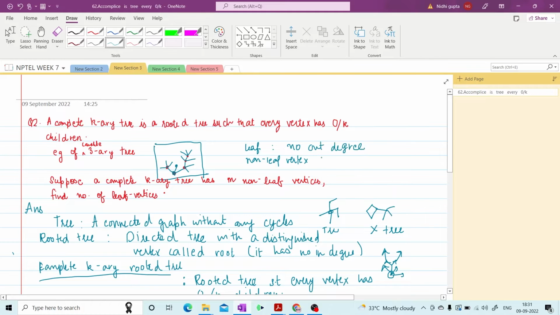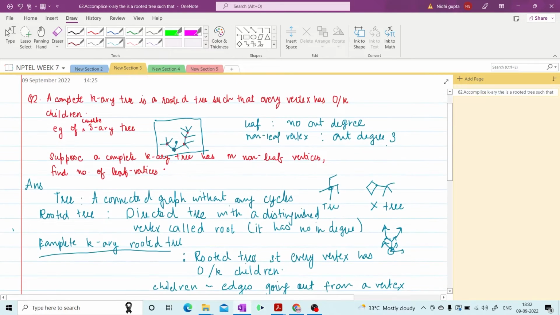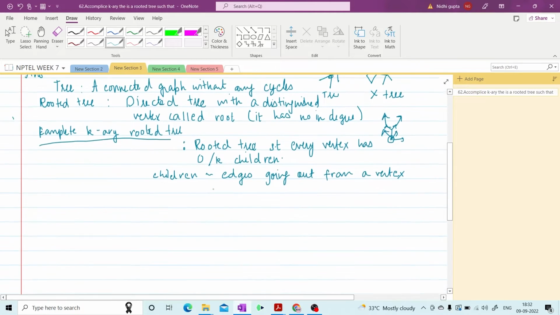And a non-leaf vertex has out degree 3, or if it is a complete K-array tree, out degree k. So now that we have set up all this notation, the question is: given a complete K-array rooted tree, suppose this complete K-array tree has m non-leaf vertices, we have to find the number of leaf vertices.